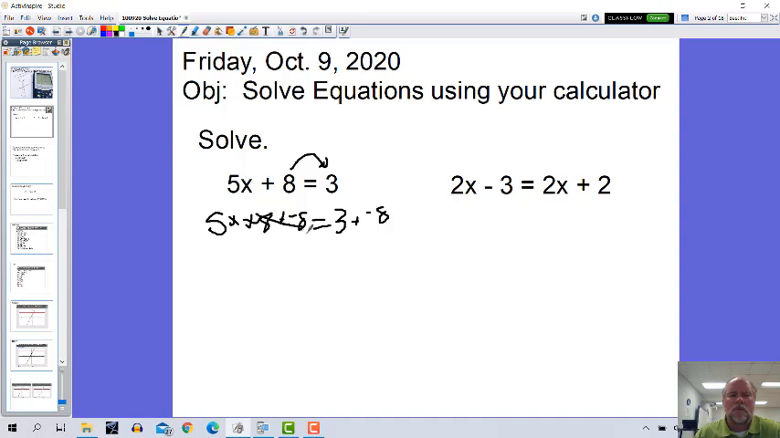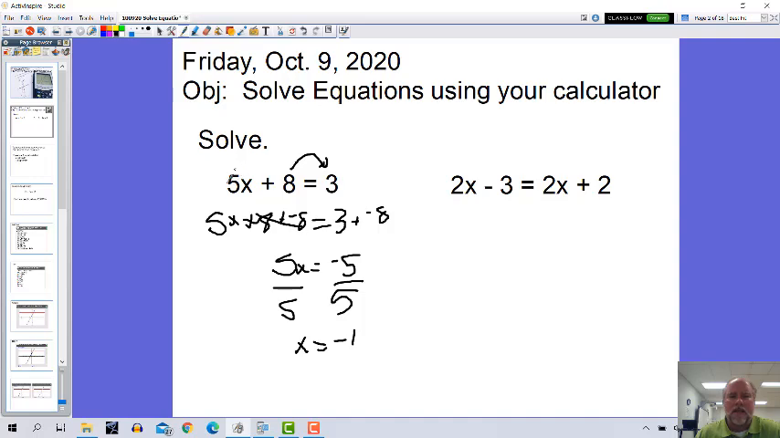So my 8's will add out, and I will be left with 5x equals, and then on this side I end up with 3 plus negative 8. So you type that into your calculator, and you find out that that's negative 5. Now I don't want to know about 5x's, so I divide by 5 on both sides, and we need to remember that I need to divide by exactly the same number. So whatever number's with the x, the coefficient, you need to divide by that number. And we end up with x equals, and the negative 5 divided by positive 5 gives me a negative 1.